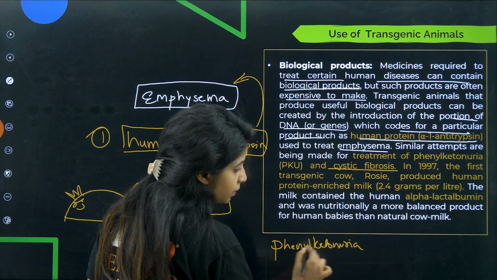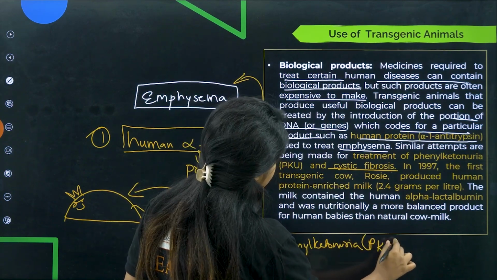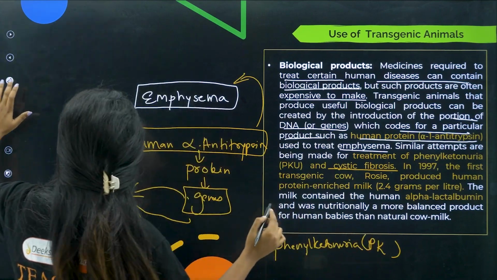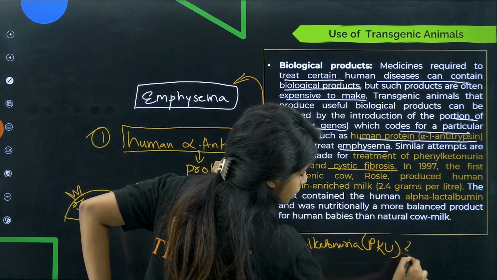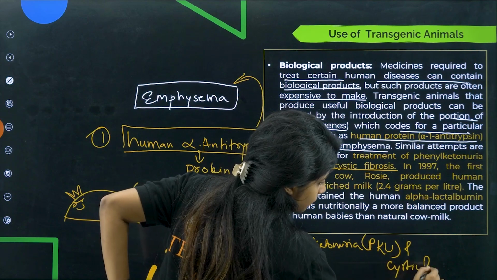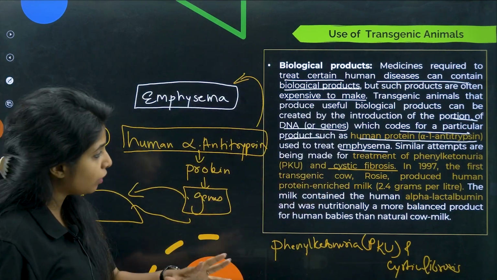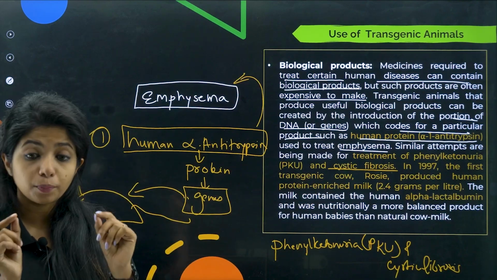Phenylketonuria, this is a disease, or you call it PKU, and cystic fibrosis. We were making products for treating them as well. Apart from that, that's a very important example. You have to pay attention.